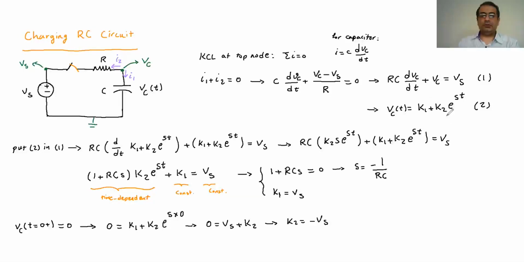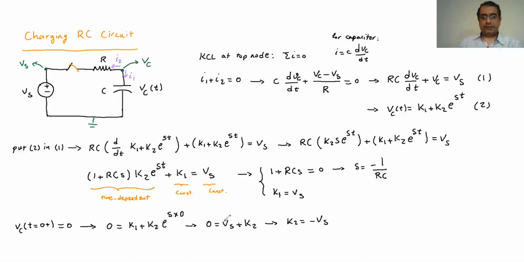To find the K2, we go to the initial condition. We know that initially the voltage at that capacitor should be 0. So we know if T is 0, the VC should be 0. So we substitute that. We know at T is 0, the V is 0.